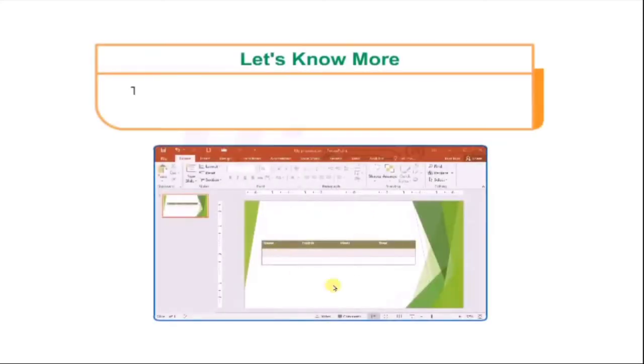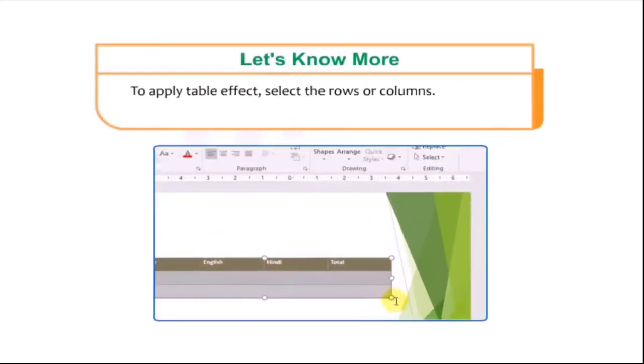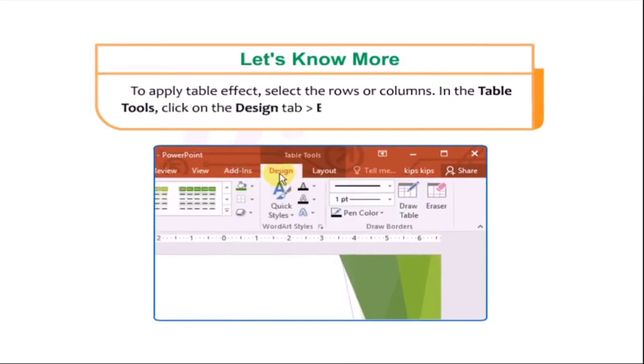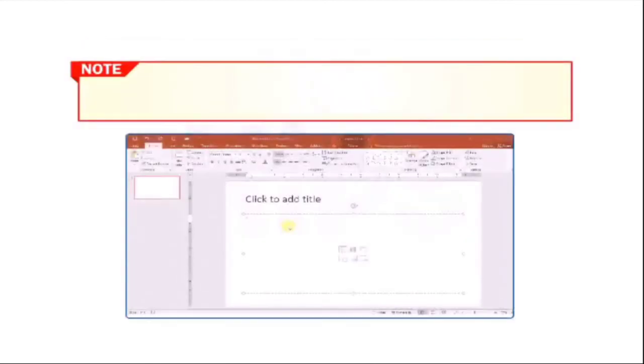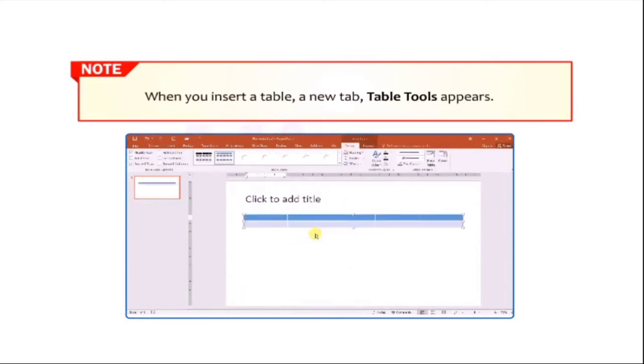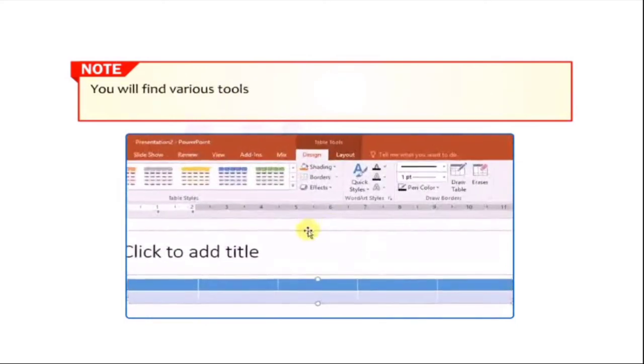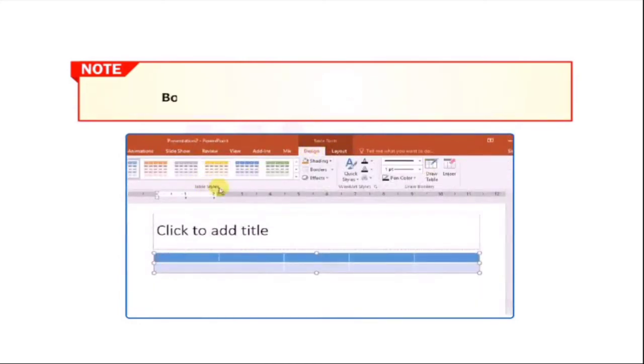Let me share that the intersection of row and column in a table is called a cell. Students know that to apply table effects, select the rows or columns. In the Table Tools, click on the Design tab, then go to Effects in the Table Styles group. Another interesting fact to note is that when you insert a table, a new tab, Table Tools, appears. You will find various tools and commands present in the Design and Layout tab, such as Table Styles, Shading, Borders, Effects, Word Art Styles, Draw Borders, etc. These tools are helpful while formatting a table in a slide.